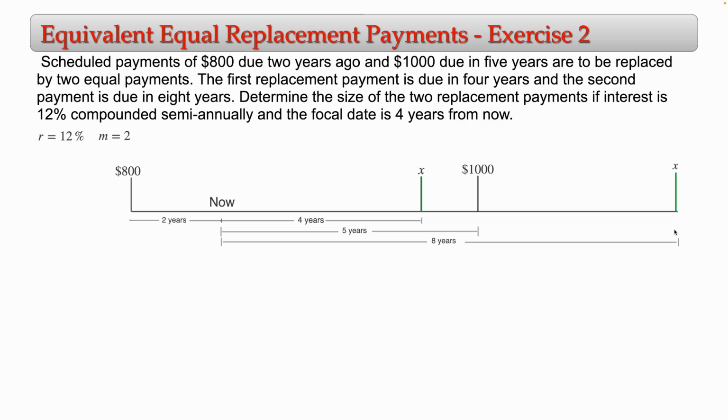So that will be the same thing. The only difference is now that the focal date will be here. So what does it mean? That you need to compute the value of each amount at that date.